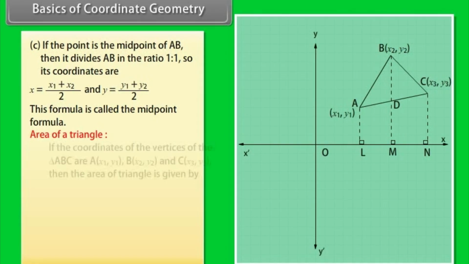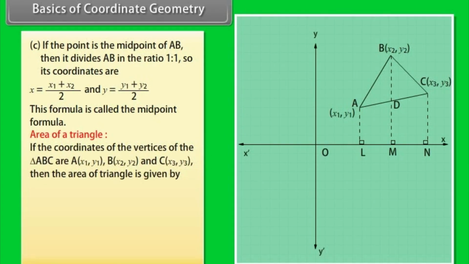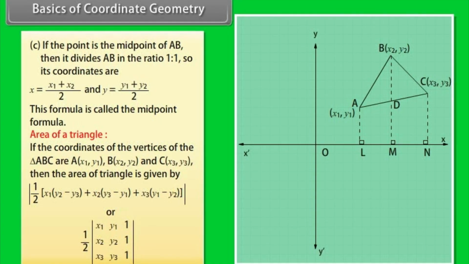Area of a triangle. If the coordinates of the vertices of the triangle ABC are A(x1, y1), B(x2, y2) and C(x3, y3), then the area of the triangle is given by modulus of 1 by 2 multiplied by [x1 into (y2 minus y3) plus x2 into (y3 minus y1) plus x3 into (y1 minus y2)], or 1 by 2 determinant, first row x1, y1, 1, second row x2, y2, 1, third row x3, y3, 1.